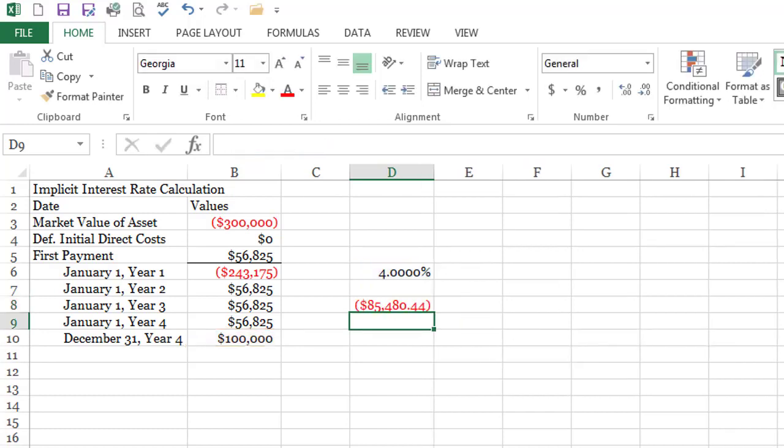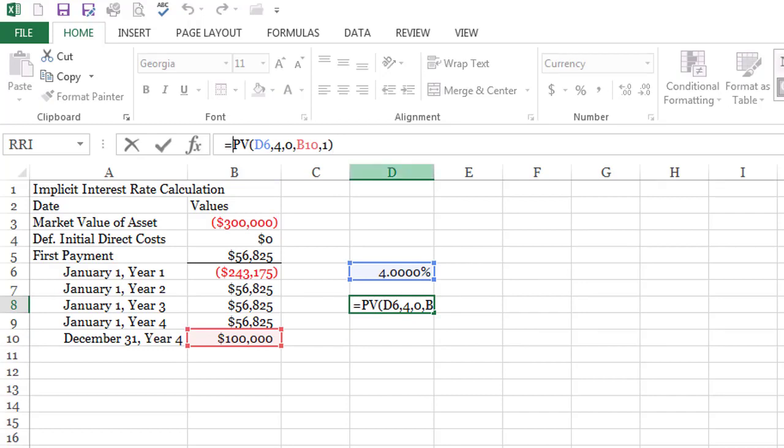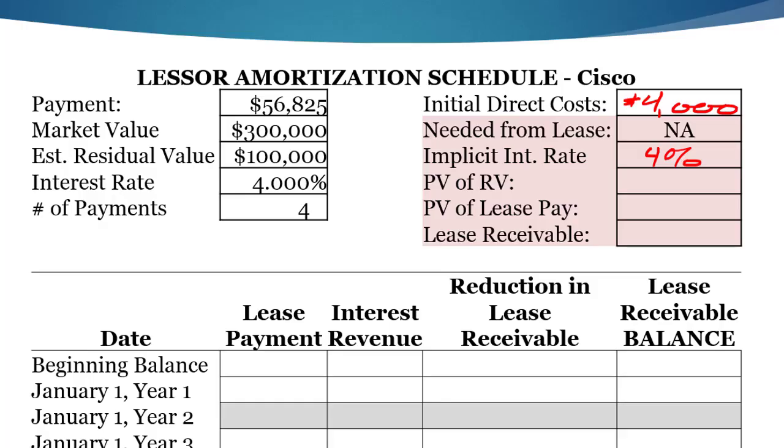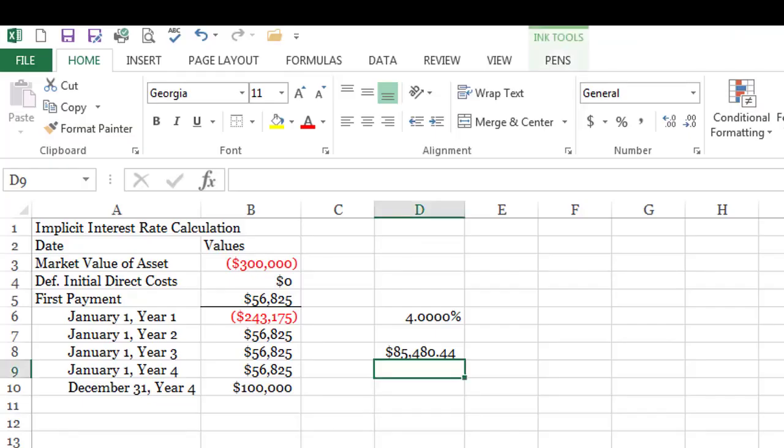Now there's my value, but you'll notice that Excel has this really weird thing that it does. It makes it negative. And so I've gotten in the habit of putting a negative in before my PV calculations just so that I get a positive number, because that's what I want. So let's go ahead and go back. And the present value of our residual of that $100,000 was $85,480.